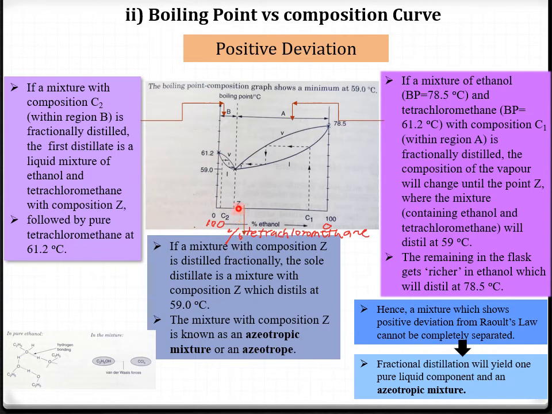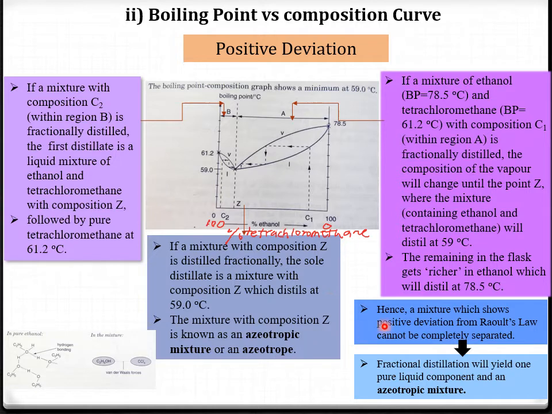If a mixture with composition Z here is distilled fractionally, the sole distillate is a mixture with composition Z, which distills at 59 degrees Celsius. The mixture with composition Z is known as an azeotropic mixture or an azeotrope. The azeotrope is a mixture with a constant boiling point where the vapor has the same composition as the liquid. We're going to have a look at the azeotropic system later on.